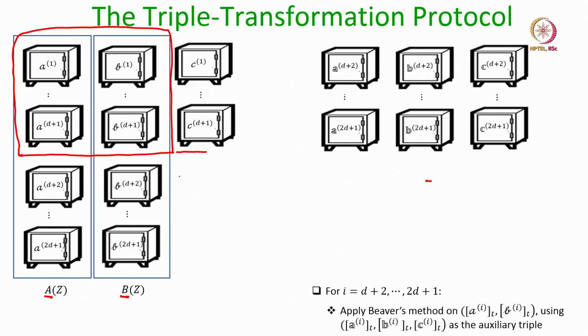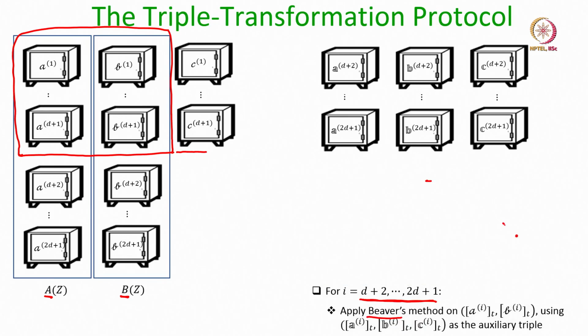For the remaining d points on the C polynomial, I obtain them by computing a secret sharing of the product of the A and B components by using the input triplets which I have not yet touched, and for that I apply the Beaver's method. So, what was the Beaver's method? Remember Beaver's method helps you to do the following.